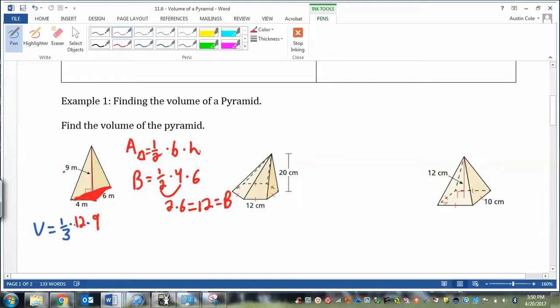So volume is going to be 1/3 of 12, which is 4, times 9, which is 36. And we need meters cubed. Our units are always in cubic units. So the volume of this pyramid with a triangular base and a height of 9 is 36 meters cubed.